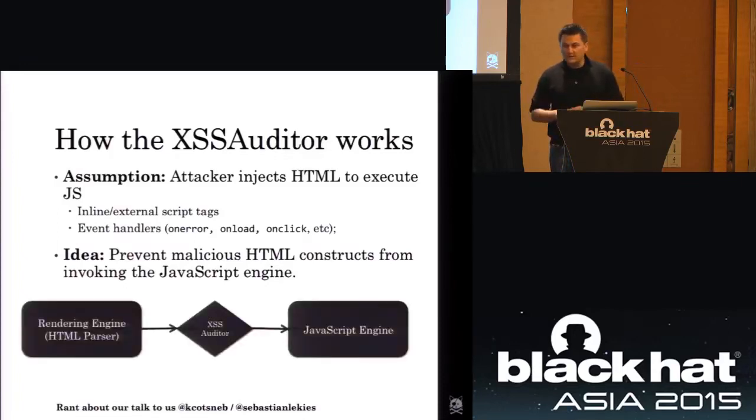And that explains the placement of the XSS auditor. So the auditor is placed in between the rendering engine and the JavaScript engine over here. And whenever it finds a construct that is capable of triggering the JavaScript engine, it tries to filter it and to match the construct against the URL or the request, and if it finds it, it blocks it. So let's now have a look at the constructs that are able to actually trigger JavaScript execution.